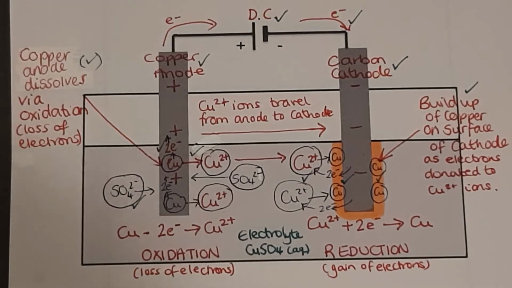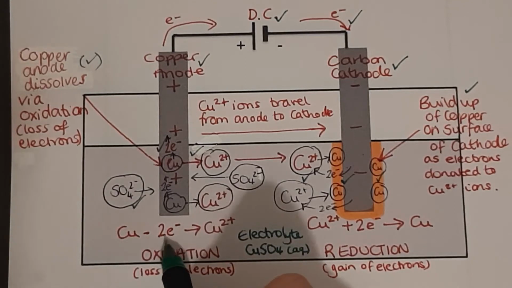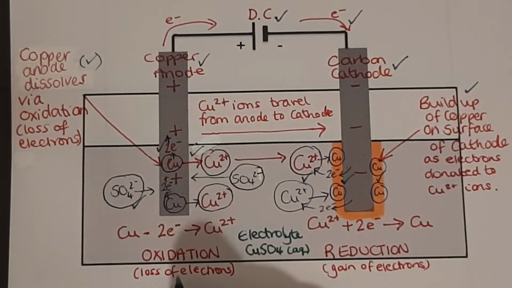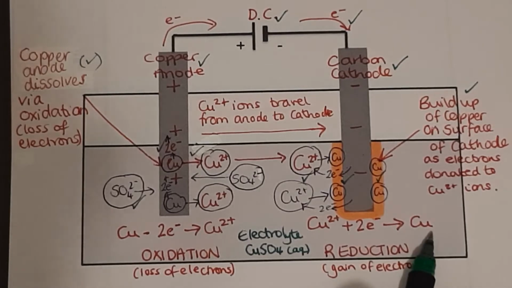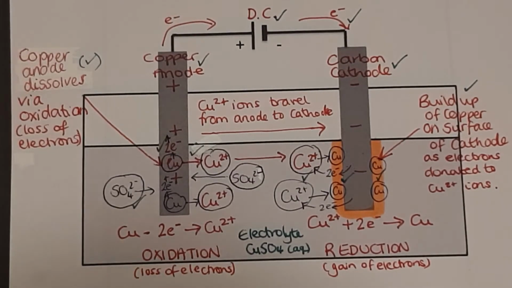So the half equations for this, so here we have Cu, take away 2 electrons, gives us Cu2+, this is oxidation, which is loss of electrons. You don't need to do this to get any marks, this is more just I want you to add this. And then here we have reduction, gain of electrons of the copper 2+ ions, add to them 2 electrons to turn them into copper. And this is how electroplating is done. So first of all, I want you to pause the video and make sure you've got all of this information written down, please.